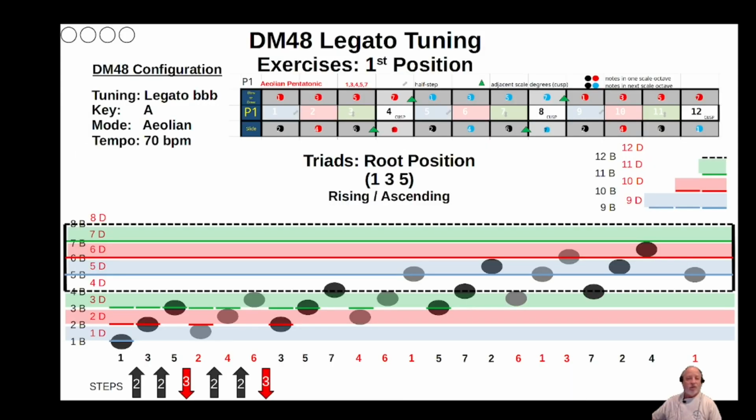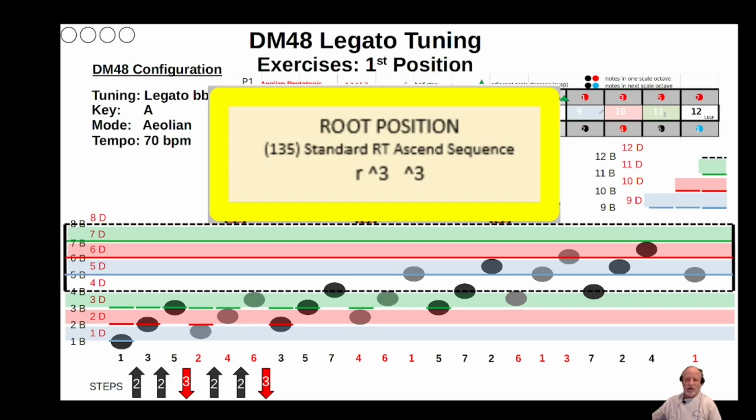All right, so here was the first exercise, root position triads, 1, 3, 5, and the first one we're going to do is rising ascending. And here's the reminder, I'm going to show you here, so you can associate the diagram I just showed you. There's the 1, 3, 5, and at the bottom I show the scale degrees that we're playing.